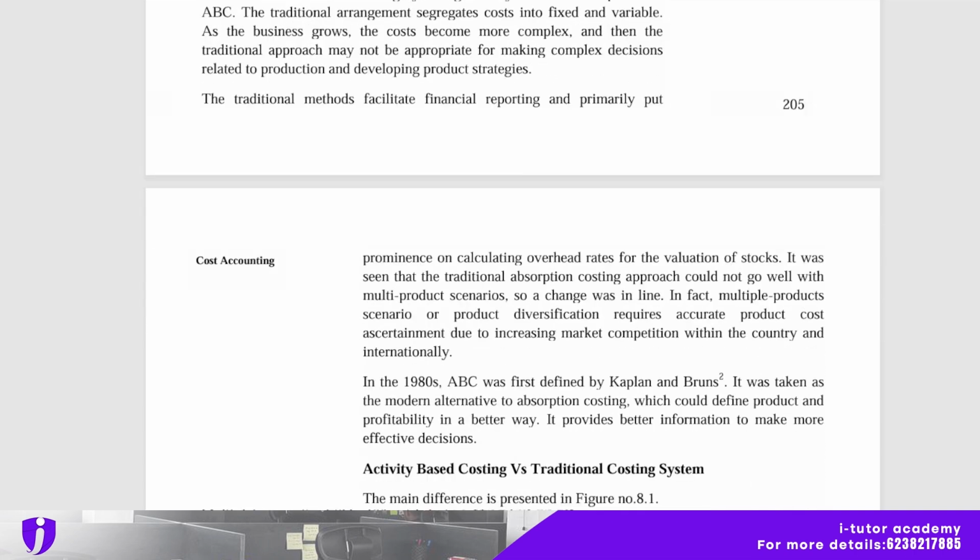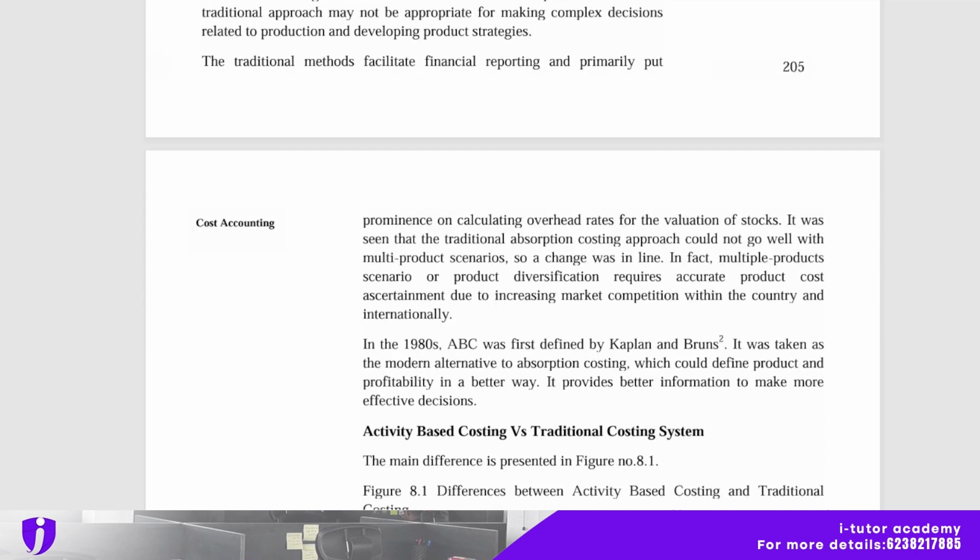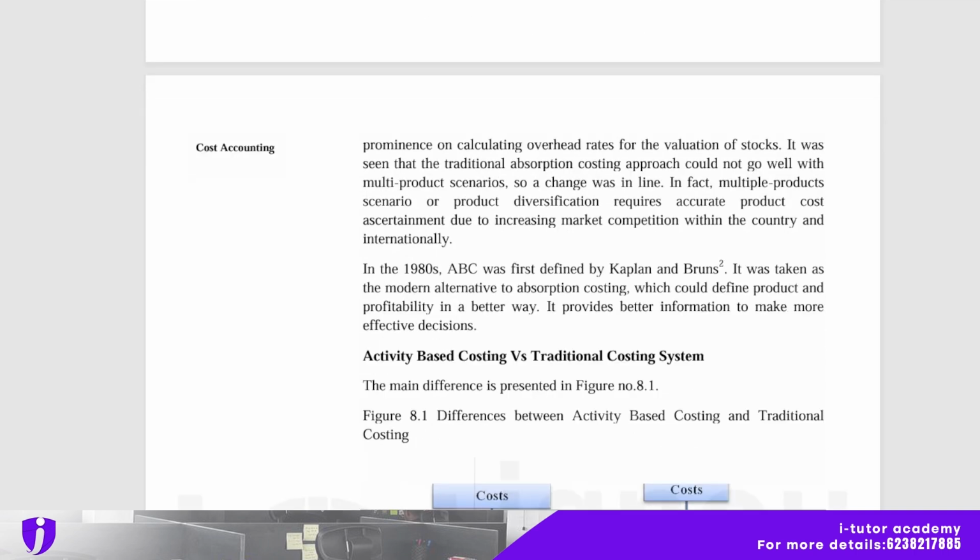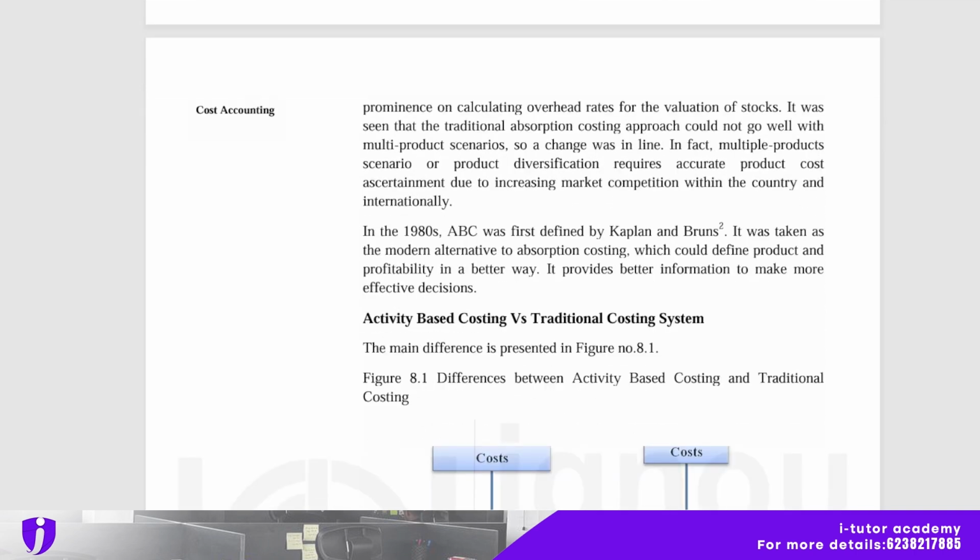The traditional method facilitates financial reporting and primarily puts prominence on calculating overhead rates for the valuation of stocks. It was seen that the traditional absorption costing approach could not go well with the multi-product scenario, so change was in line. And in the 1980s, ABC was first defined by Kaplan and Cooper. It was taken as a modern alternative to absorption costing, which could define product and profitability in a better way.